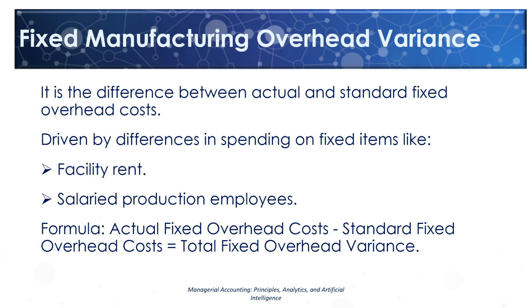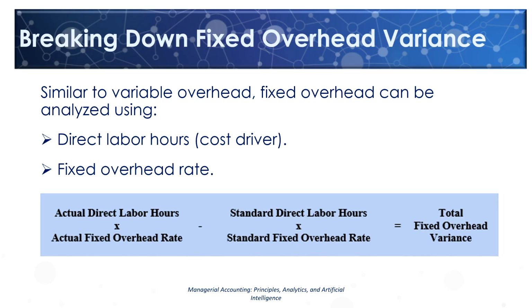Now we move into the fixed manufacturing overhead variance. The fixed overhead variance measures the difference between actual fixed overhead spending and budgeted fixed overhead spending. Fixed overhead costs include things like rent, depreciation, and salaries. These costs do not vary with production volume in the short term. Fixed overhead can be broken down into components.